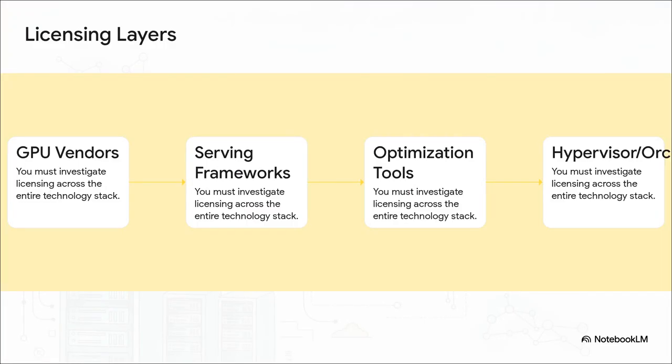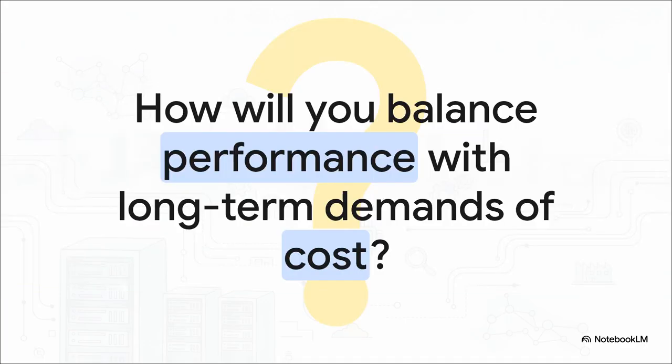Right. You really have to look at the whole stack. You've got the GPU vendor's license, then the license for your inference server, the optimization tools, your Kubernetes or VMware platform. Every layer adds another piece to this licensing puzzle, and you have to make sure they all fit together. Which brings us to the big question you have to ask yourself. Because this isn't just about picking the fastest, flashiest tech, it's a balancing act.